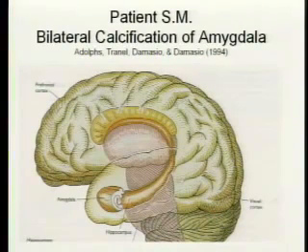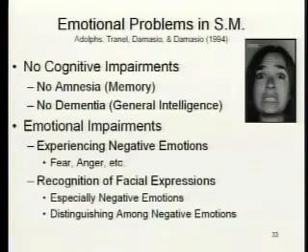What happened in this case is that patient SM basically had no cognitive impairments. She didn't suffer amnesia the way HM did because her hippocampus isn't damaged, but she had problems in her emotional life. She had a lot of difficulty experiencing negative emotions, especially the emotion of fear. And she had a lot of difficulty recognizing other people's emotional states from their facial expressions. We recognize this immediately as a person who is in a state of fear, but SM neither experienced fear nor did she recognize fear in others.